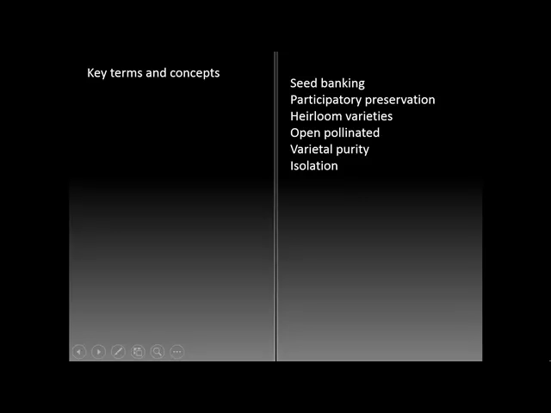Key terms and concepts are described here, and we'll put some emphasis on this idea of seed banking and focus on the seed vault in Svalbard in the north of Norway. But we'll also talk about heirloom vegetable varieties and how to preserve their genetic integrity, which is being lost for local varieties of open pollinated crops around the world.